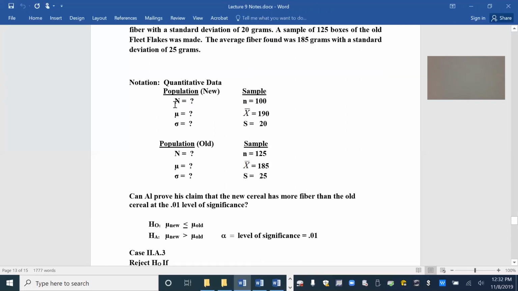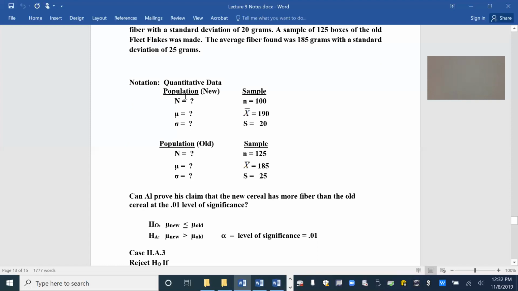I don't know how many boxes of new Fleet Flakes have been produced, so I could find that out though. Will I ever know mu? No, we've already sold it to people and they've already eaten it. Never gonna know mu. It's impossible to do a census. When we produce stuff, we sample it a little bit to see if it was good quality, we sell it, and we keep a little bit in case we get sued to prove that it was safe.